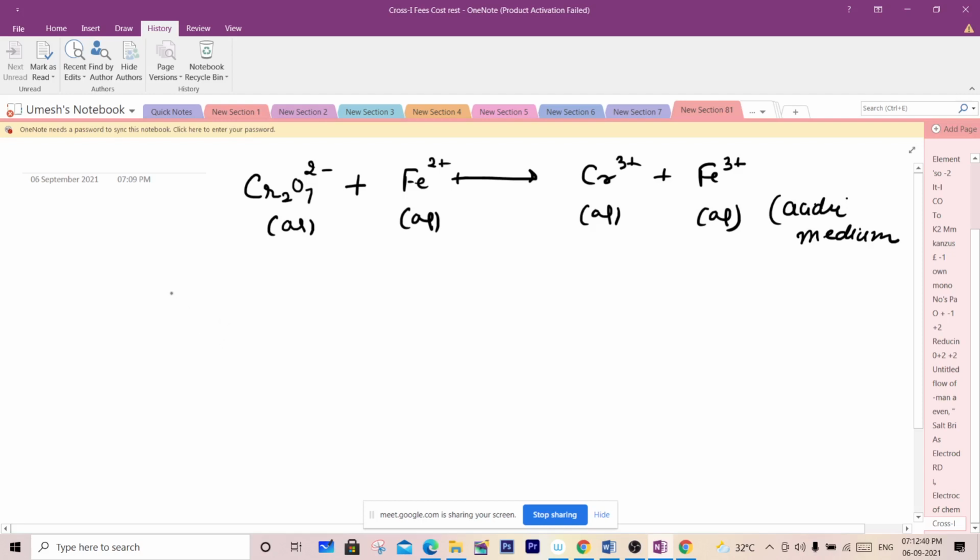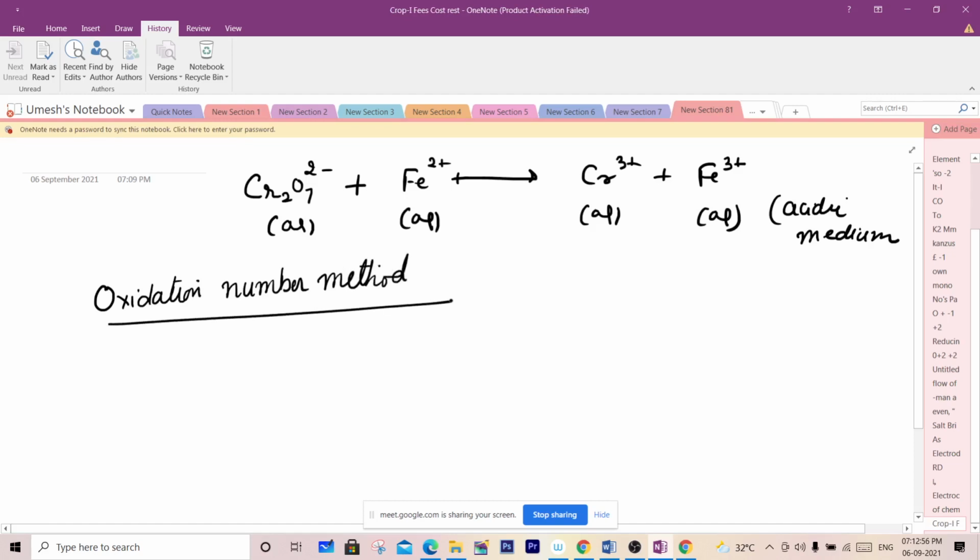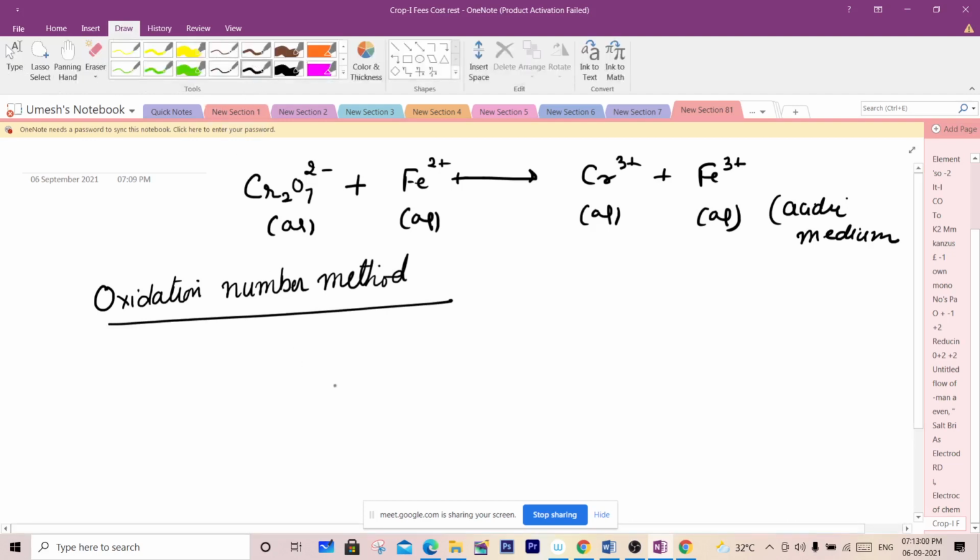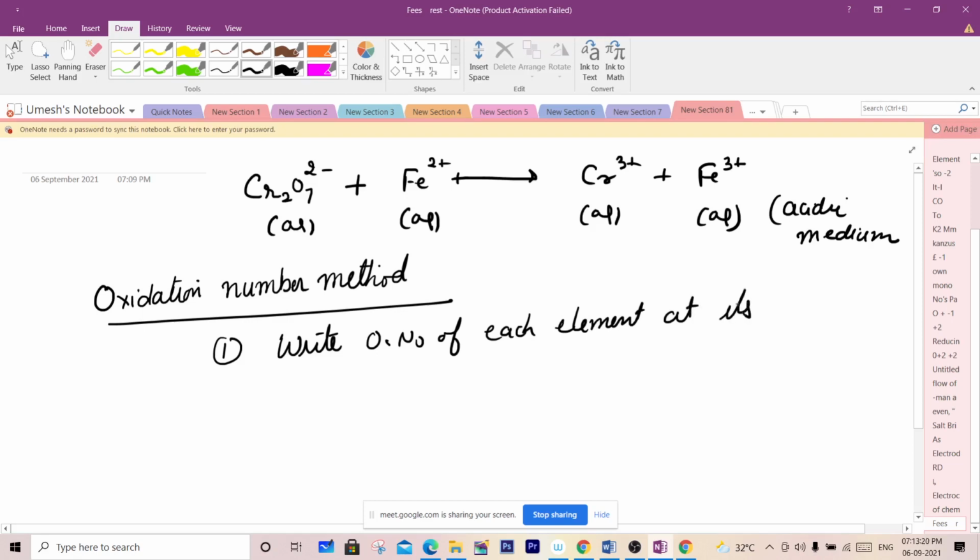First of all, I'm discussing the oxidation number method. In this method, step number one is to write the oxidation number of each element at its top. We have a dichromate ion and iron ions. Now you know how to write the oxidation number, right?